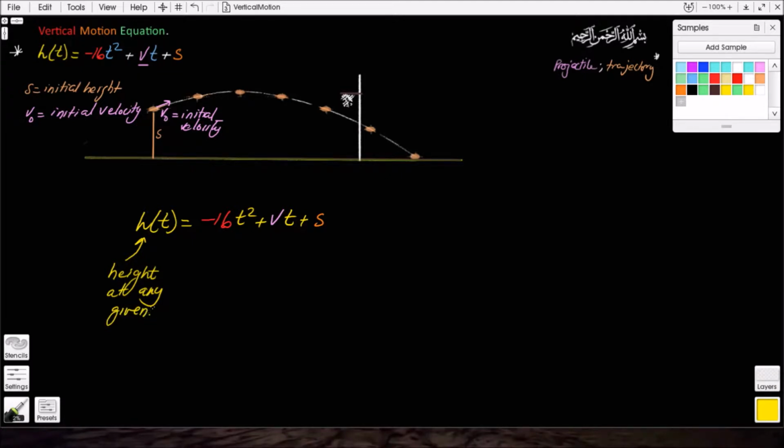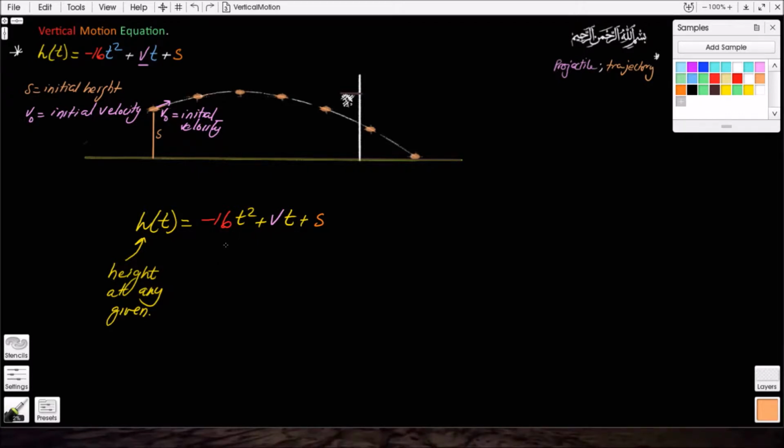So if you wanted to know the height of the object at any particular time, the time of interest for you, you would substitute that time in the place of t, that's time. You would figure out how high the basketball is. Now, in this vertical motion equation, this -16 is particularly important, and that's related to the Earth's gravity. This object falls because of Earth's gravity.